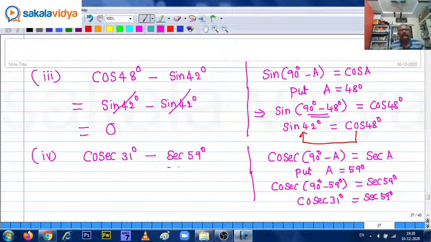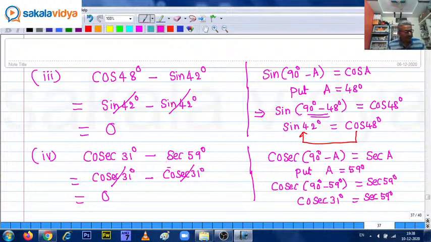Now the secant 59 is replaced by cosecant 31. So you get cosecant 31 degrees minus cosecant 31 degrees. Now what do you get? 0. Both will get cancelled. We get 0 as the answer. Right. So let us move to the next problem.